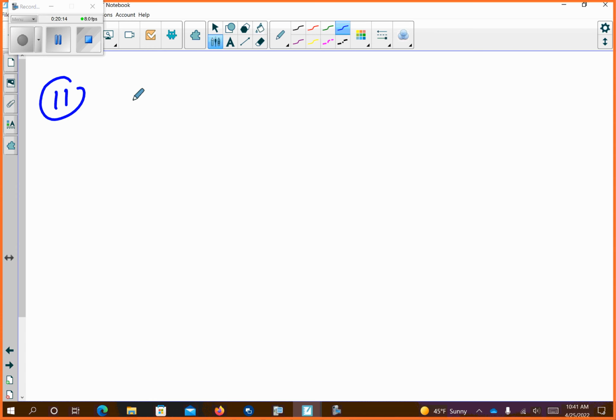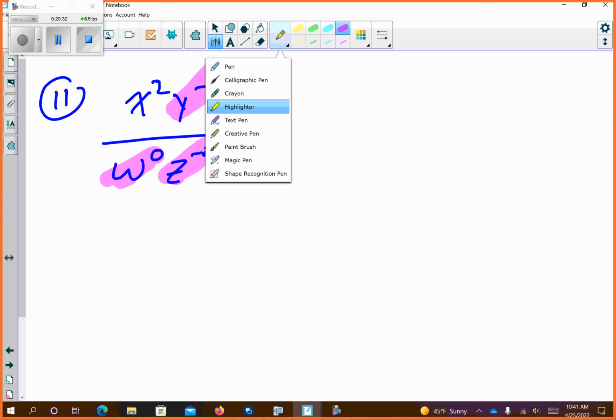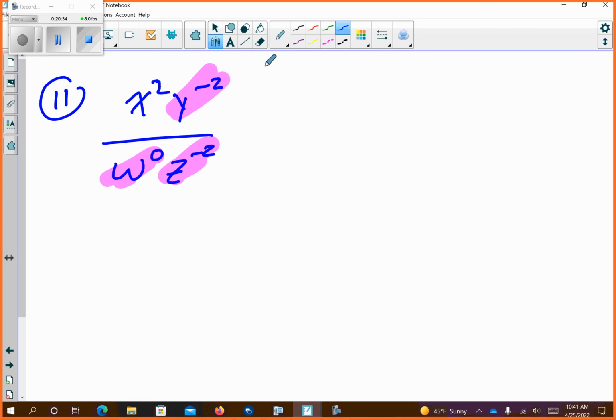Number 11. So we get x squared, y to the negative 2, w to the 0, z to the negative 2. All right, something's going to happen to the ones that I highlight. Something happens here, something happens here, and something happens here. And it's not all the same thing. So right now I know that x squared's happy where it's at. Agree?